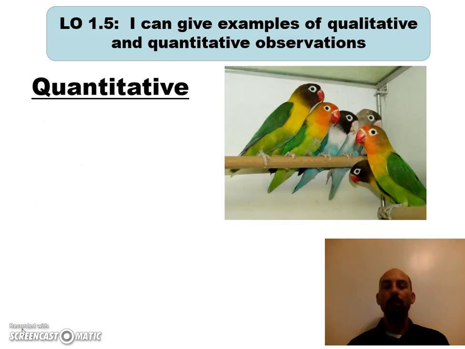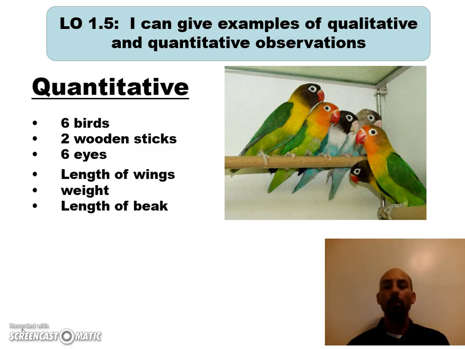Look at this picture, pause the video, and write down as many quantitative observations as you can. Now that you've unpaused the video, I'll just share a few quantitative observations with you. There are 6 birds, 2 wooden sticks, 6 eyes. I'm sure you came up with many more than this. And if we were able to actually hold the birds and take more measurements, we might be able to measure the length of the wings, the weight of the birds, or the length of the beak.